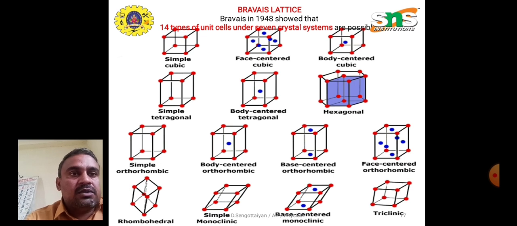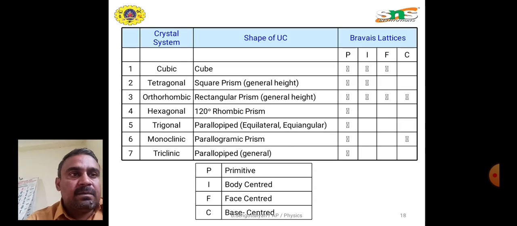The diagram shows the 14 different types of crystal systems. For example, cubic has simple, face centered and body centered, tetragonal has simple and body centered tetragonal. In hexagonal only the simple system is available. Then orthorhombic, monoclinic, and finally triclinic. These are the Bravais lattices of the 7 different types of systems. P equals primitive, that is atoms only at corner points. Then body centered, face centered, and base centered.